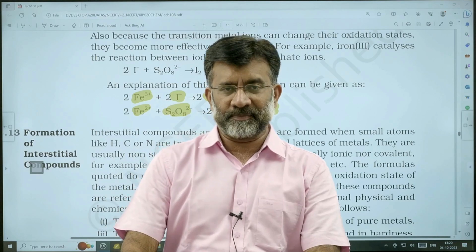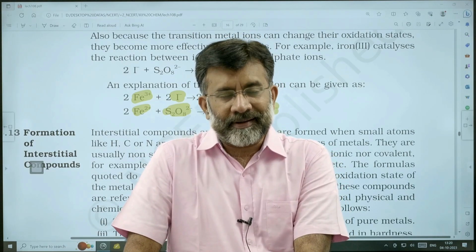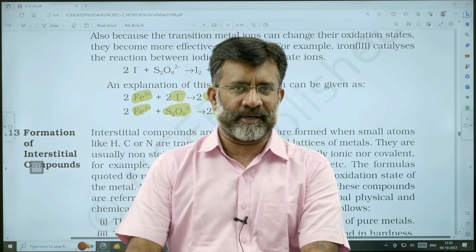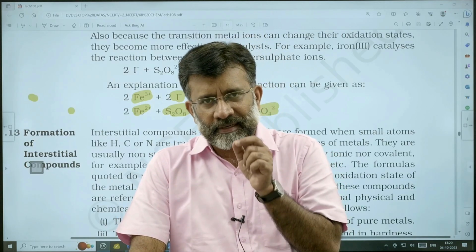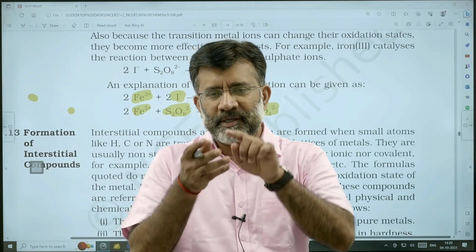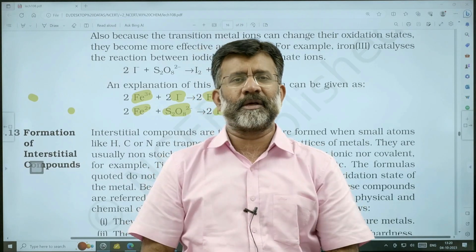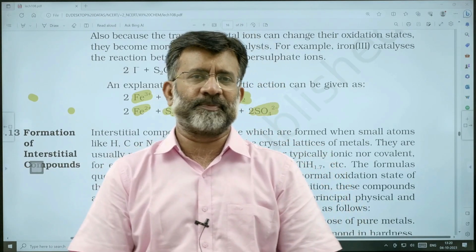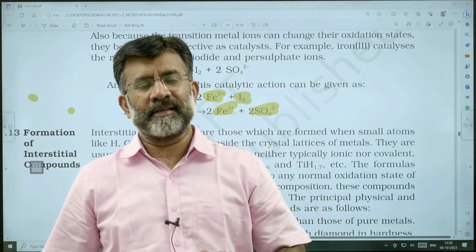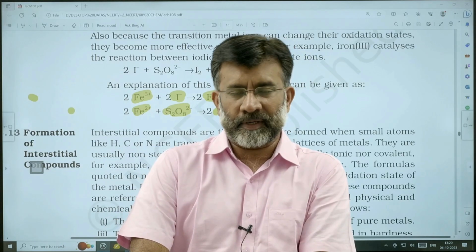All of you know what is meant by a catalyst. A catalyst remains quantitatively and qualitatively unchanged at the end of the reaction. All of you know that. So here we started with Fe3+ and we land with Fe3+. In between it is switching between Fe3+ and Fe2+ and interacting with the species concerned, and the reaction proceeds. Such activity is a major reason for the catalytic explanation of the transition metals.